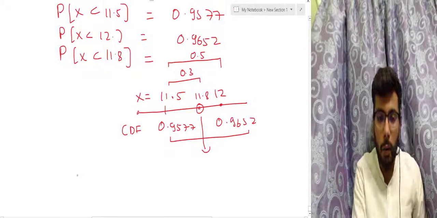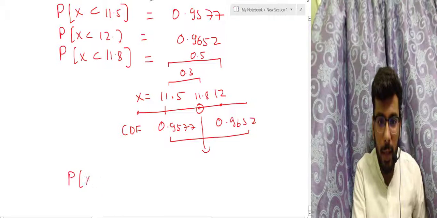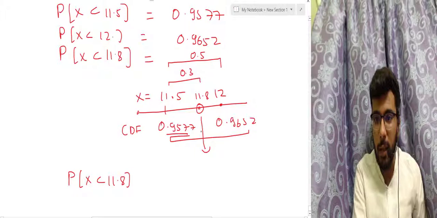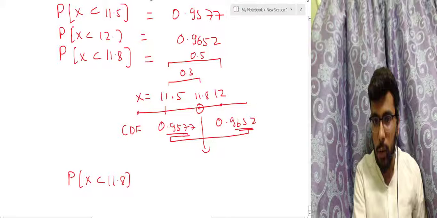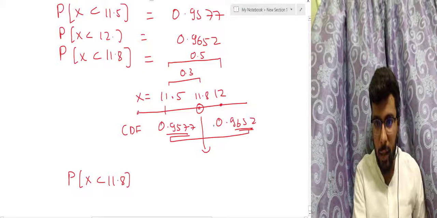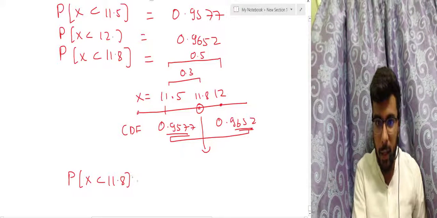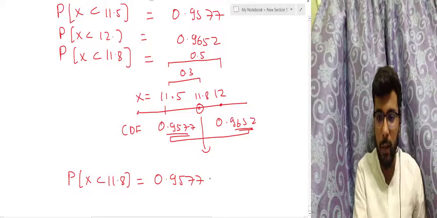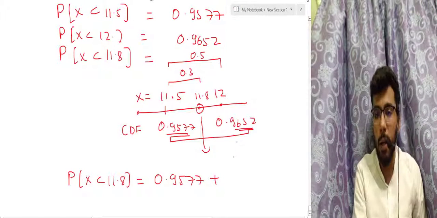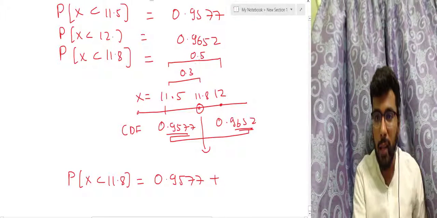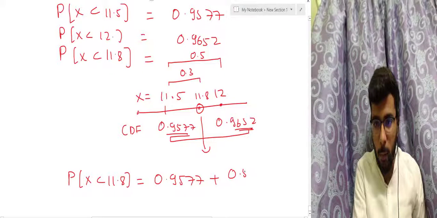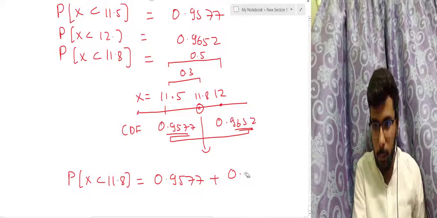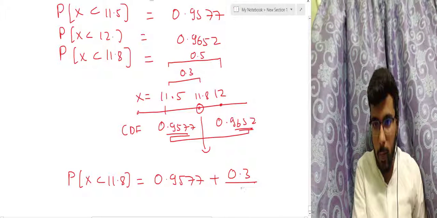So how do I find this value? The probability that x is less than 11.8, you obviously know that this value will be greater than the lower one because this CDF is an increasing function. So between these two, it will be an increase, and it will be greater than the lower value, so it will be greater than 0.9577. So I take 0.9577 plus, what? I want to take 3 steps out of the total 5 steps, so 0.3 upon 0.5.